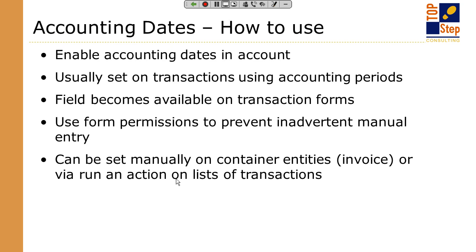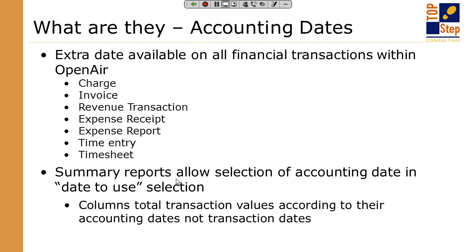Now, when you turn it on, all the accounting date fields will show up on that list of transactions that I showed on the previous slide. So charges and invoices and revenue, all of those will show the field. So when somebody's putting their expense report in, when they bring up the receipt form, they may see an accounting date and ask the question, well, what is this date for? What do I put in here? So that's where the form permissions come in, where you would probably hide that from everyone except an administrator if you need to see that as an administrator. Okay.